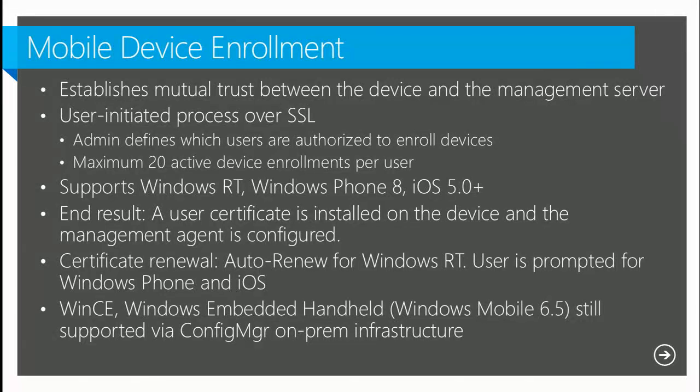Of course, certificates have a defined window where they're valid. So upon expiration or as expiration approaches, we do have auto-renewal that will take place silently on Windows RT. And on Windows Phone and iOS, because of the way those platforms have provided these capabilities, the user is prompted to initiate the re-enrollment or certificate renewal process.